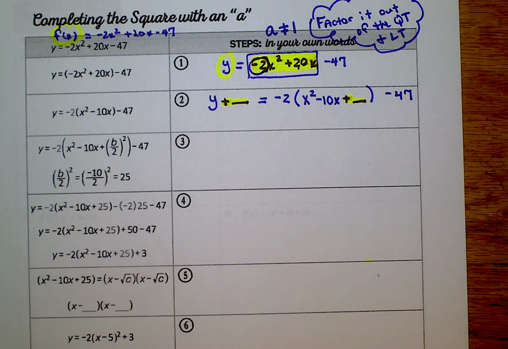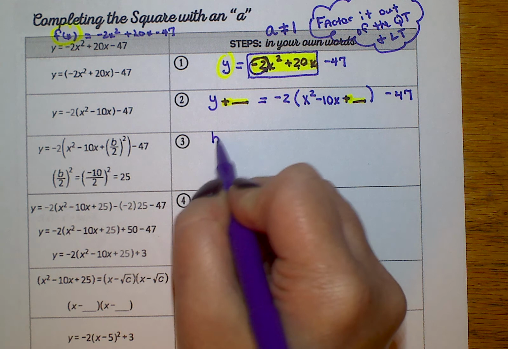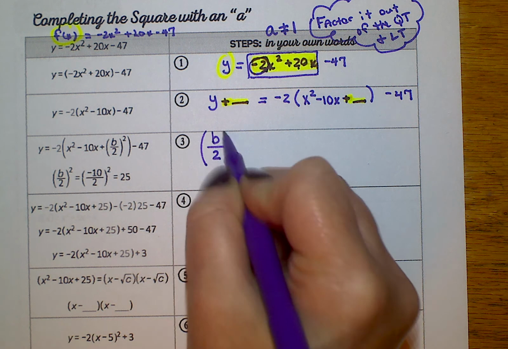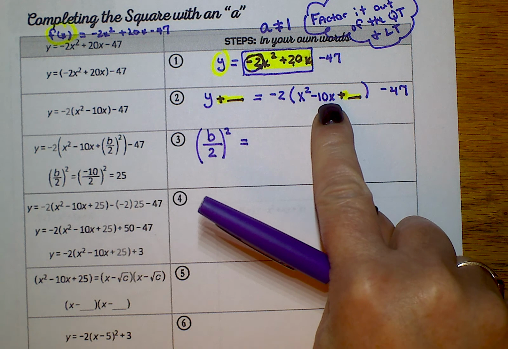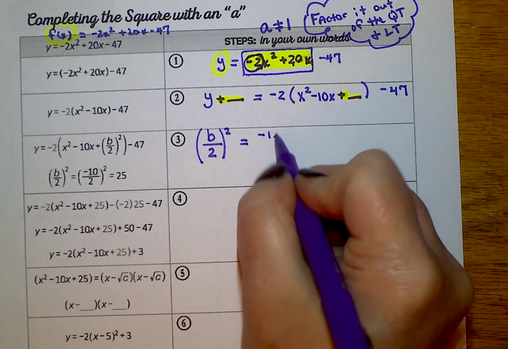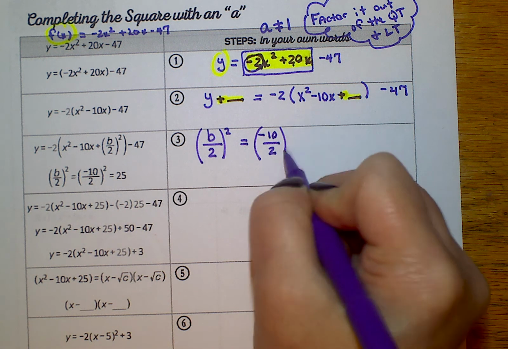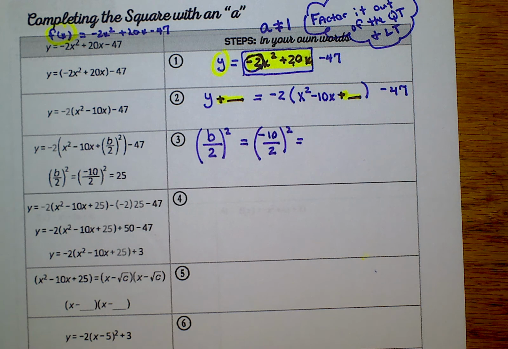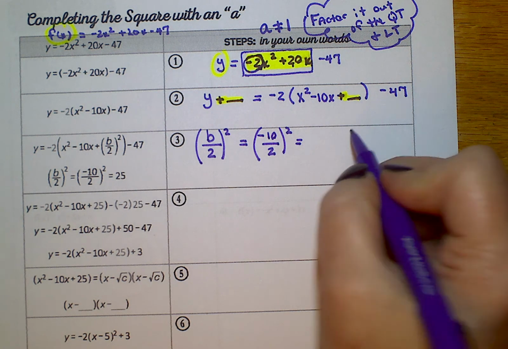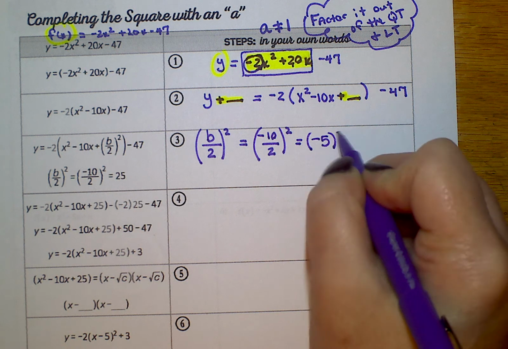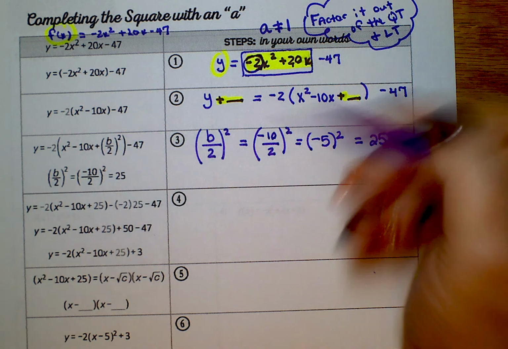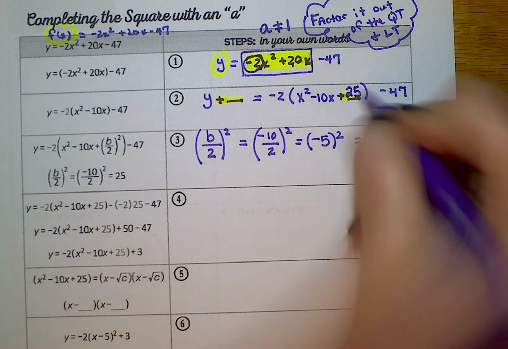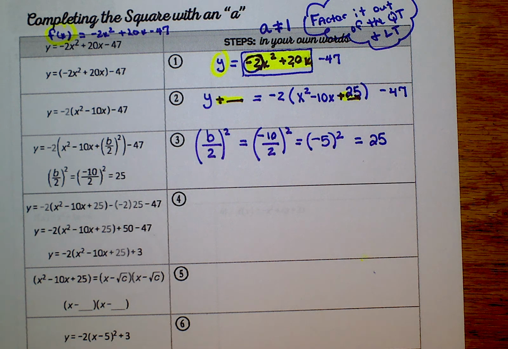Now I'm going to fill in the blank. To fill in the blank, you take half of B and you square it. My B is -10. So I'm going to take half of -10 and square it. That's going to be -5, and when you square a negative, it becomes a positive. So I'm going to have a 25 for that blank.